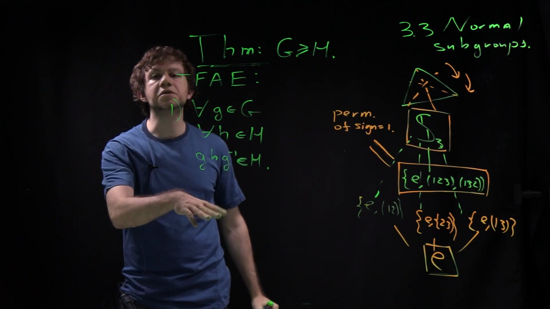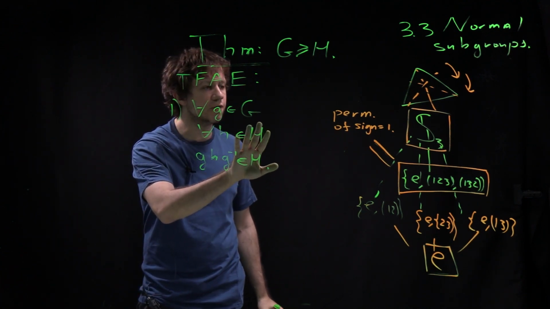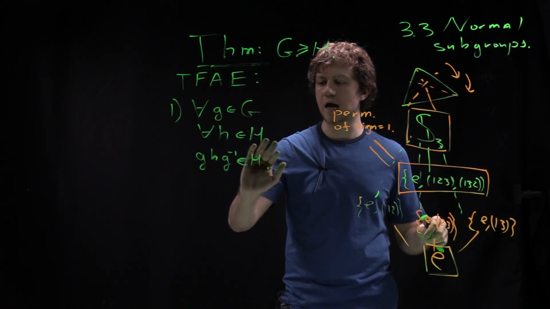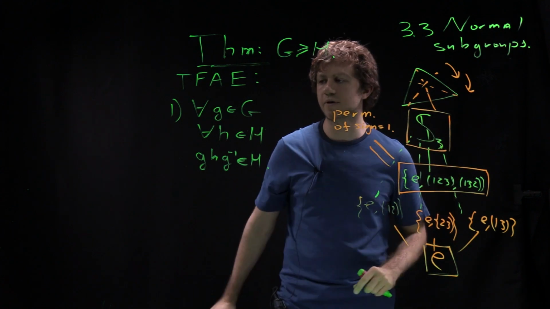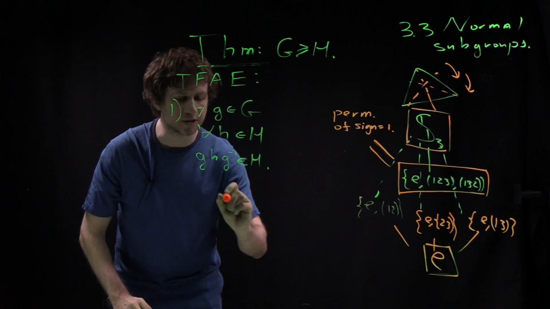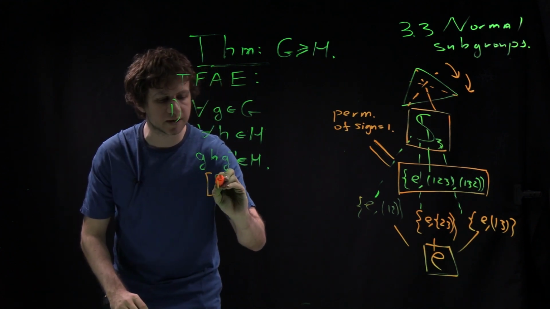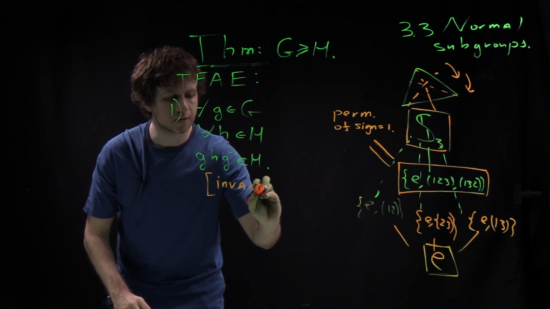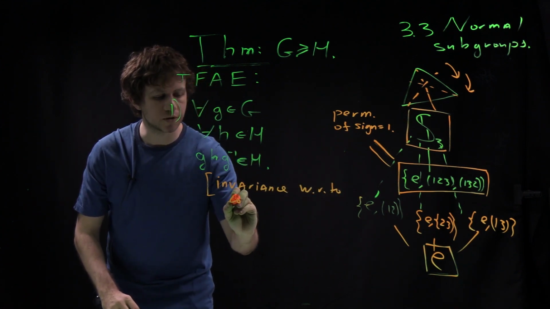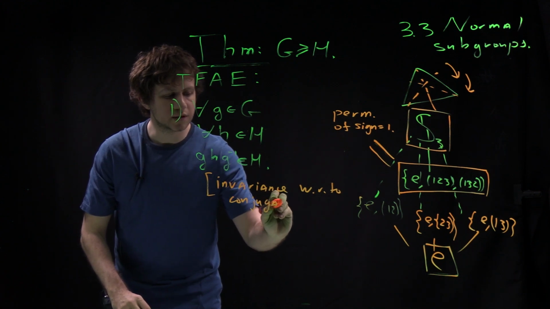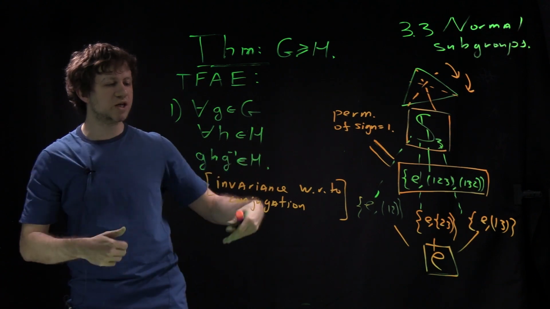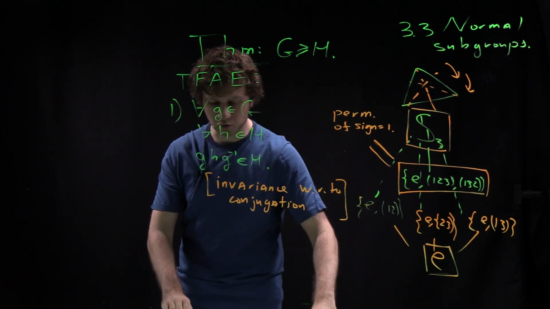What it says is that conjugation leaves H fixed. Elements of H can still be permuted by conjugation, but H as a set stays fixed, it is stable under conjugation. This is what people call invariance with respect to conjugation. This is the first condition, which gives a condition on H called being normal.